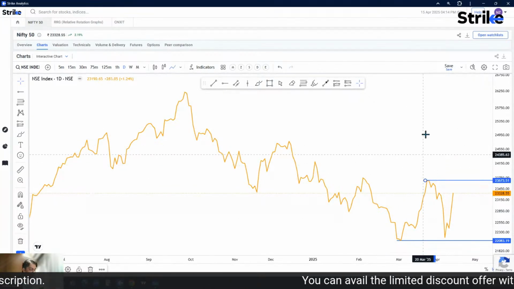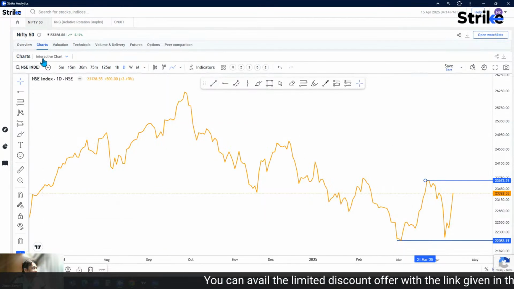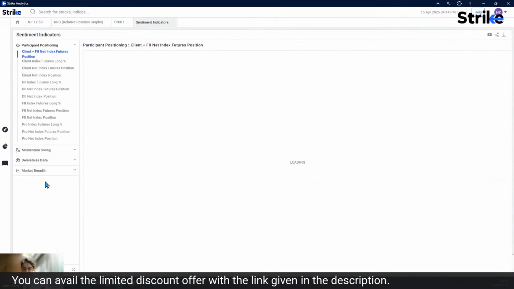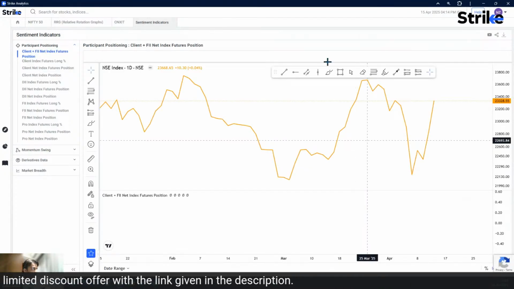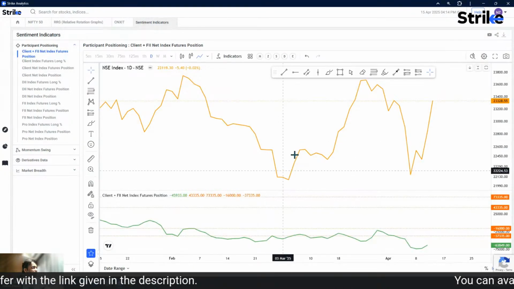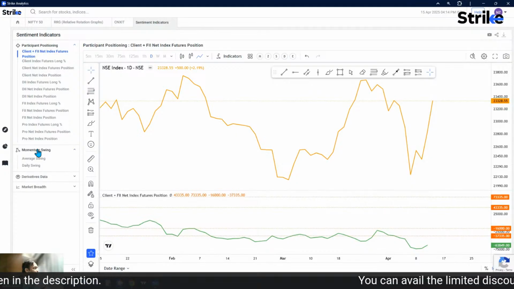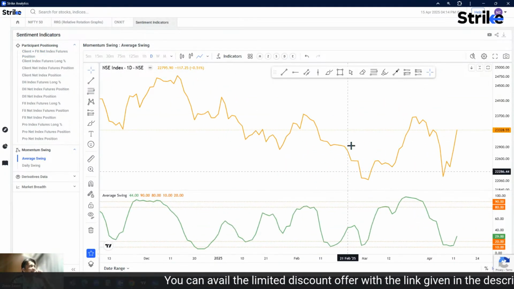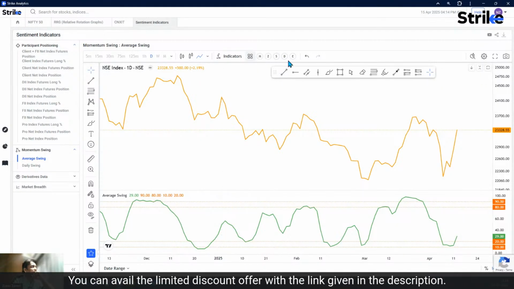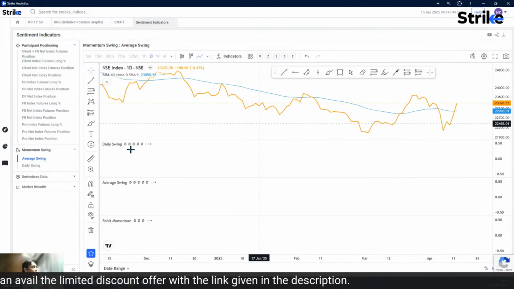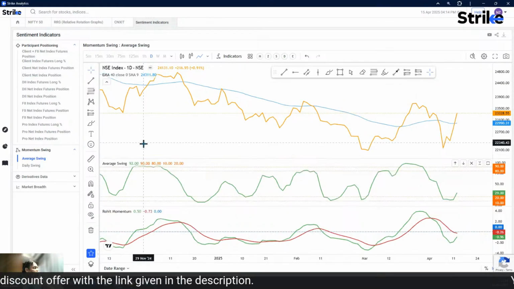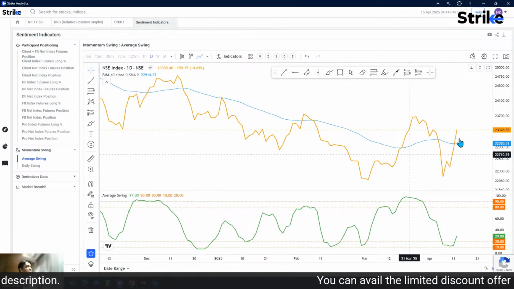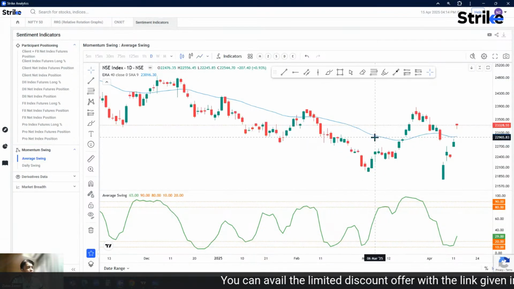Now what else? We can go to sentiment indicators over here, and in the sentiment indicators we have something called the average swing indicator. Along with this, I'll just put up the 40 EMA. The blue line that you can see is the 40 EMA.